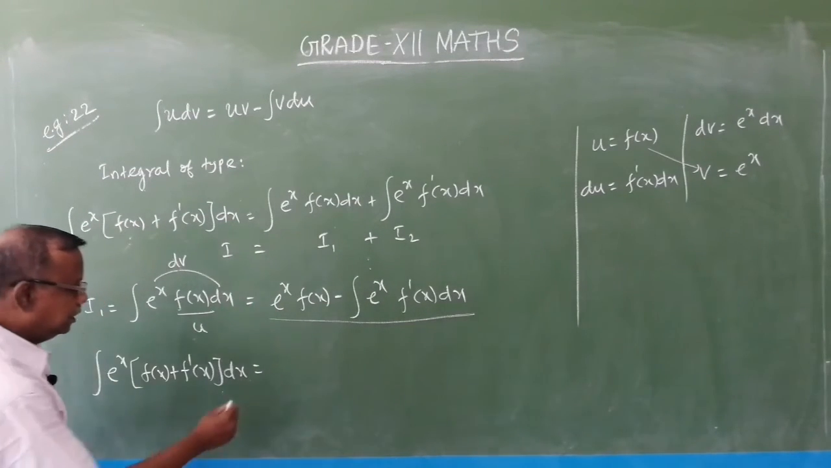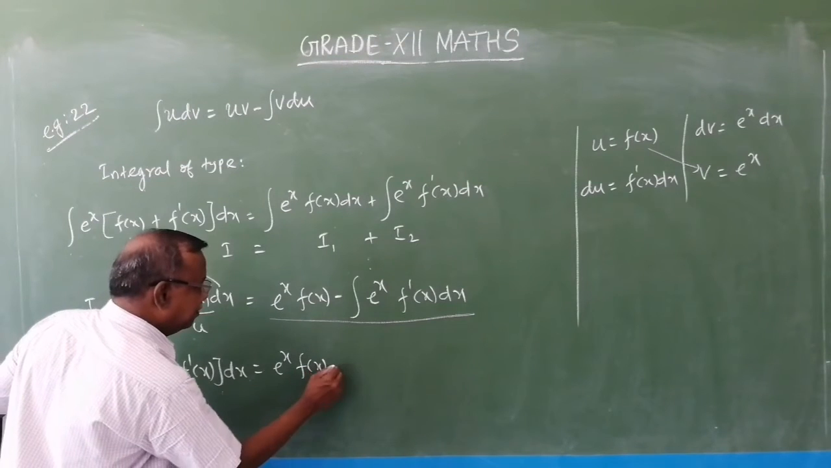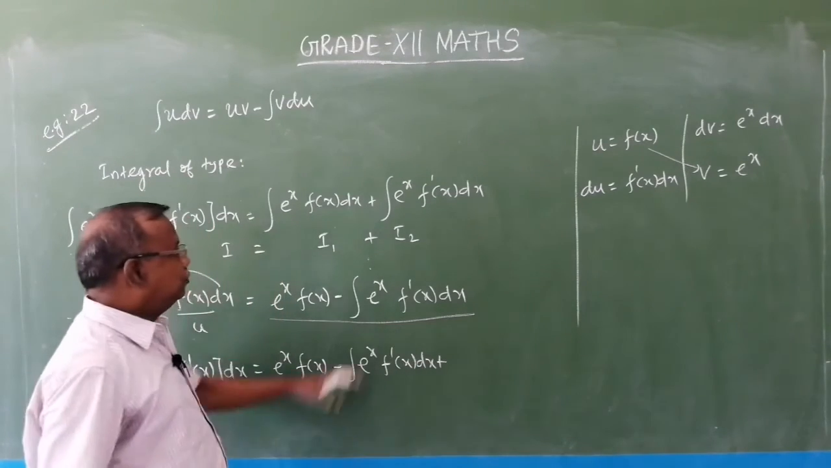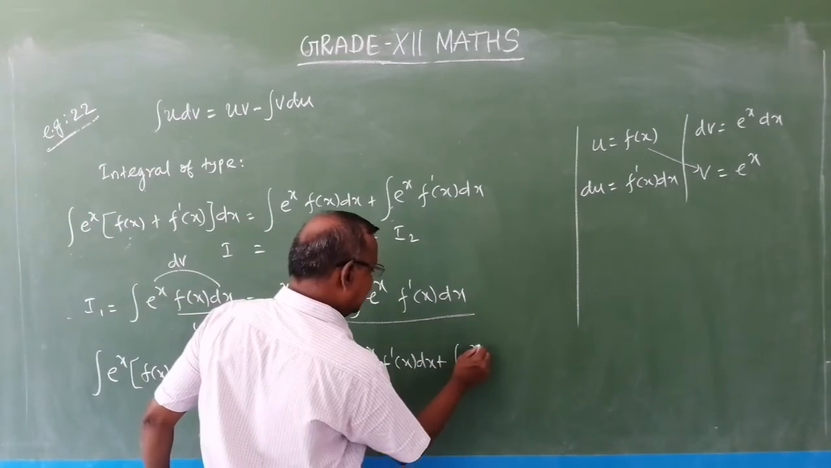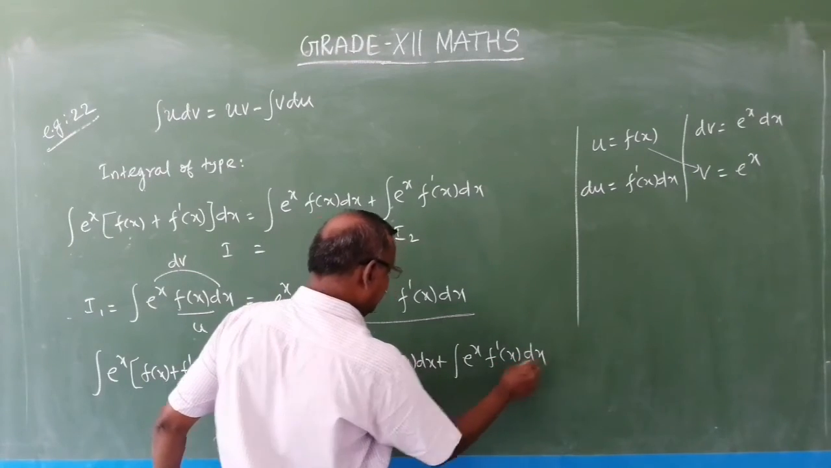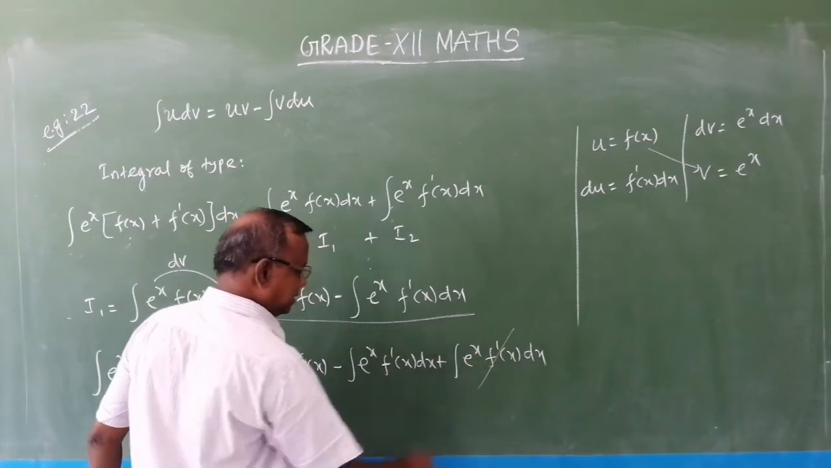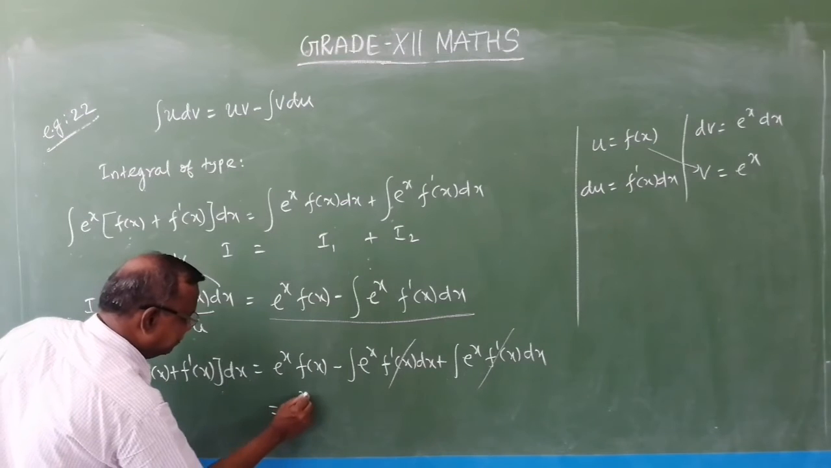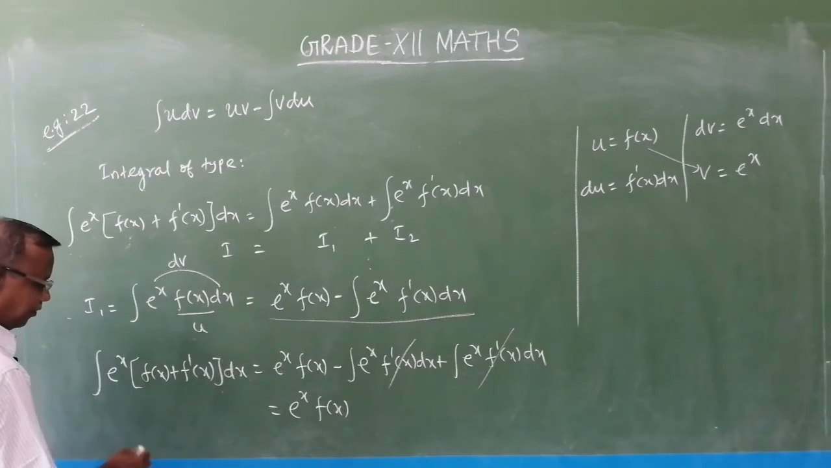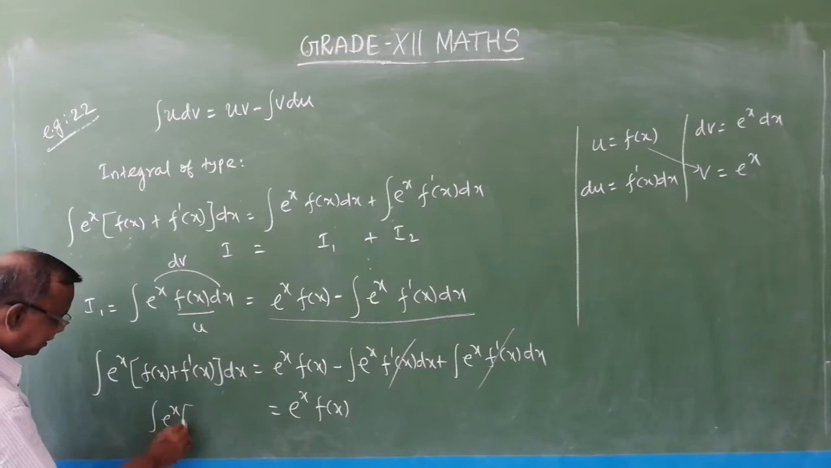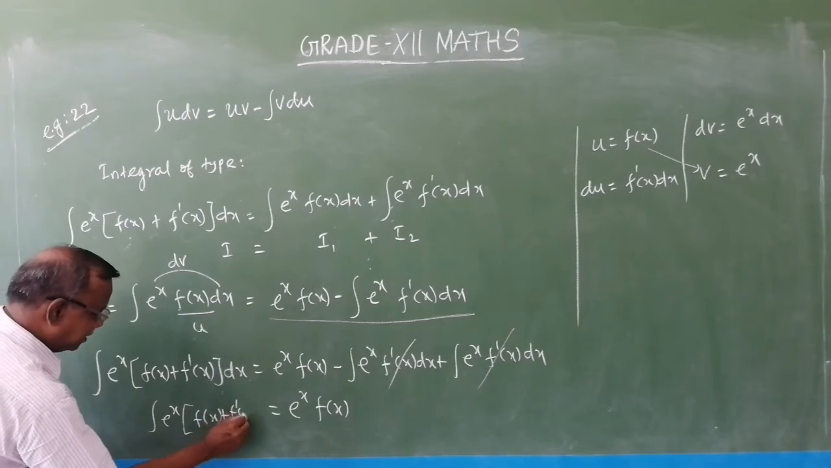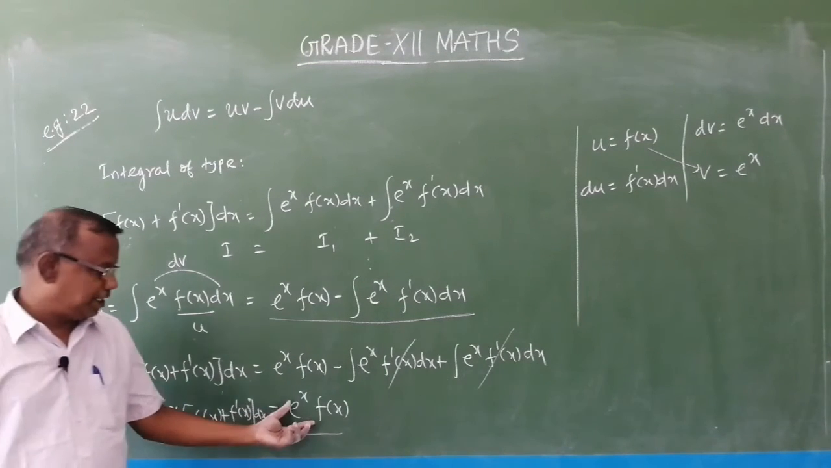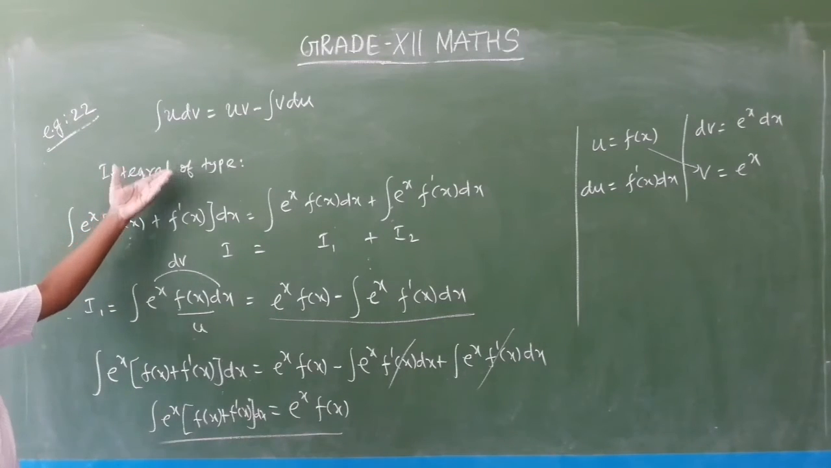So, I1 equals e power x f of x minus integral e power x into f dash of x dx, plus I2, which means integral e power x into f dash of x dx. So, plus e power x f dash of x dx minus integral e power x f dash of x dx. So, this is nothing but e power x into f of x. So, this is the formula: integral e power x into f of x plus f dash of x into dx, the answer will be e power x into f of x. So, this is the derivation of this formula.